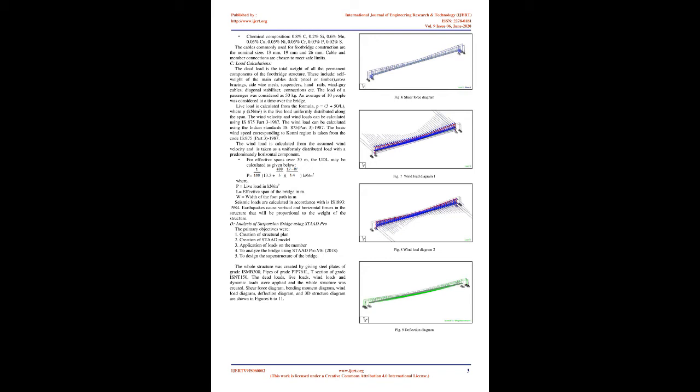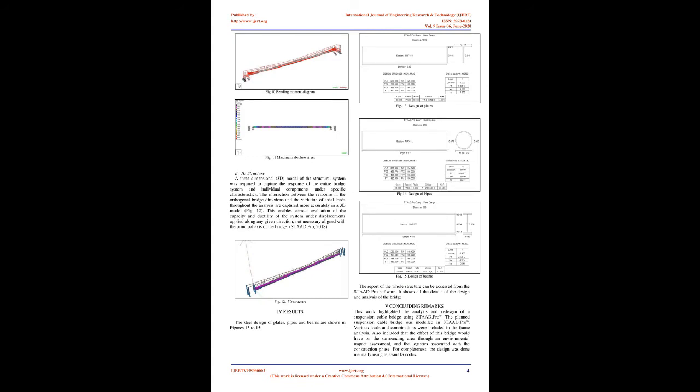Yield strength, 1180 MPa. Tensile strength, 1570 MPa. Modulus of elasticity, 205 GPa. Chemical composition, 0.8% C, 0.2% Si, 0.6% Mn, 0.05% Cu, 0.05% Ni, 0.05% Cr, 0.03% P, 0.02% S. The cables commonly used for footbridge construction are the nominal sizes 13 mm, 19 mm, and 26 mm. Cable and member connections are chosen to meet safe limits.